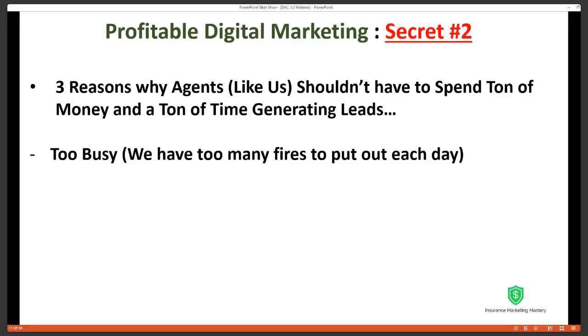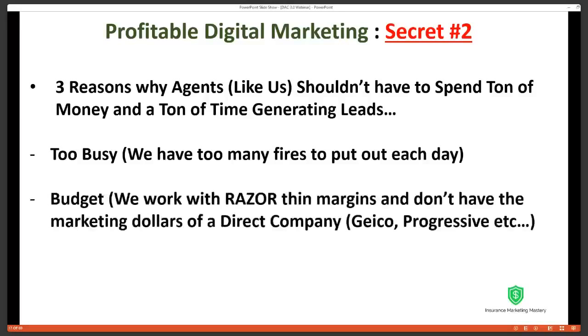Okay. And even if we're not the type to micromanage, which I was, there's just some things your staff can't do, right? So we're too busy. Why else? Our budget. Okay. We're working with razor thin margins. Most of us, not all of us. I get that. Maybe you had some capital when you started your business. So you still have that. That's awesome. Good. I love it. You just need to make the budget work for you.